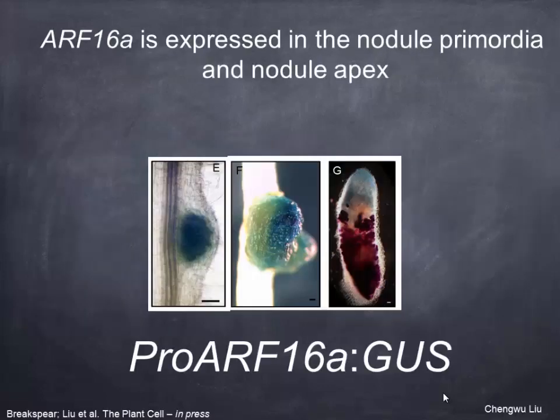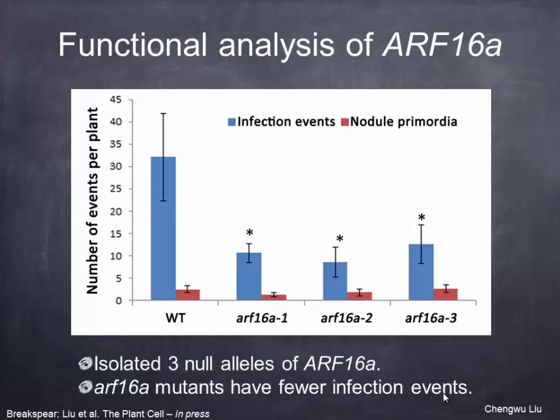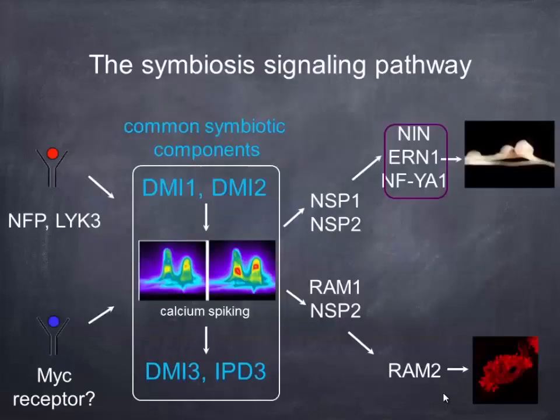And then this is ARF16A a little bit later on in the developing nodule. You can see there's a lot of expression within that nodule, and then this is restricted to the apex of the nodule later on. So we then obtained 3 null alleles of ARF16A, 1, 2, and 3 here. The blue bar shows the number of infection events, and this is the wild type, and these are the mutant alleles. So you can see that in each case, there are significantly fewer infections present. So we're really pleased to see this.